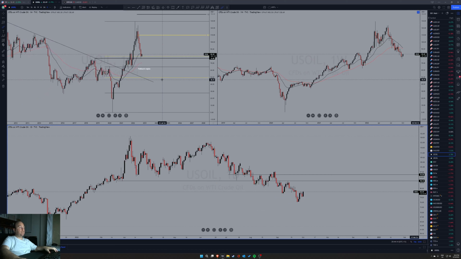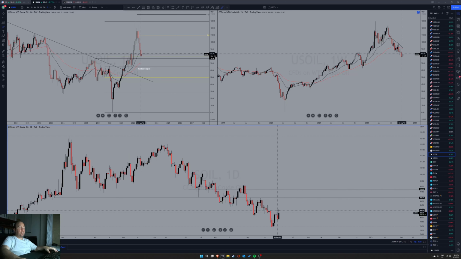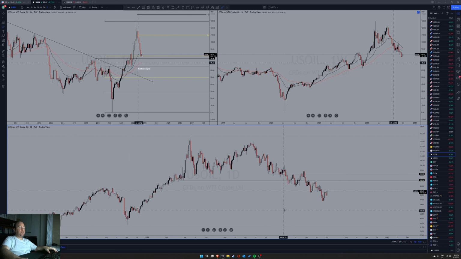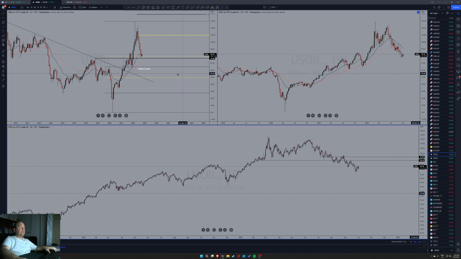Oil, yeah, this is normal. Wouldn't expect this to last too much longer, maybe a day or two sideways, just have a breath. This is going to continue in the 65 and possibly down into $50 a barrel.